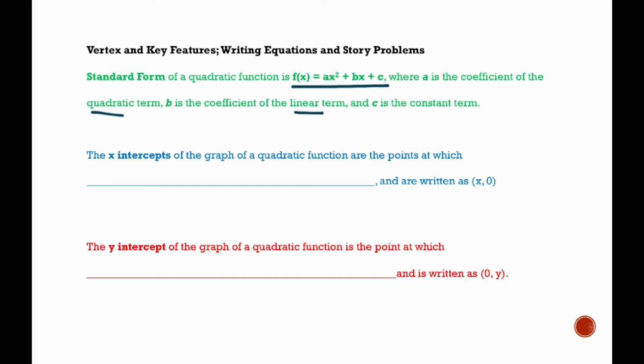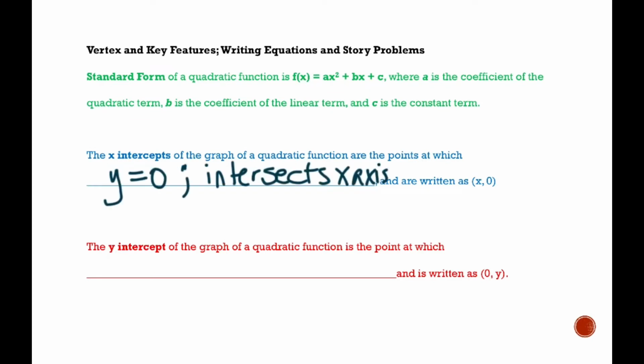The x-intercepts, if you'll remember, of the graph of a quadratic function are the points at which y is equal to 0 and it intersects the x-axis. So if you think about the picture, an x-intercept is where it's going to be touching the x-axis, and at that point, no matter where it is, you're going to have something and then 0. So that's what the x-intercept is.